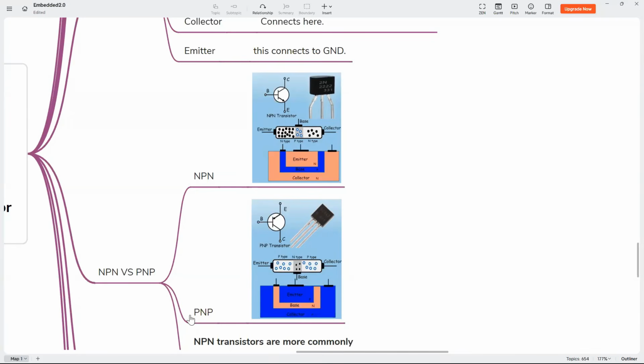That and all can be controlled. That's what it's all about. But if you talk about the NPN transistor, it is going to have an N channel, then a P channel, and then an N channel. Whereas if you talk about the PNP, it has a P channel, an N channel, and a P channel.